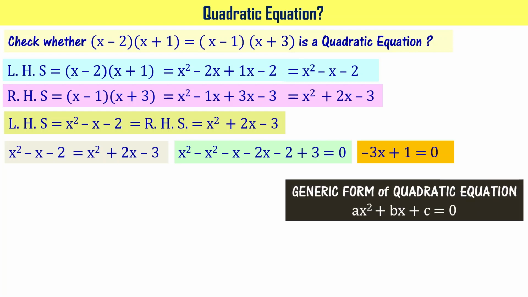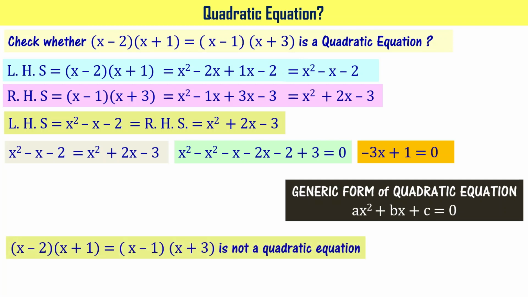If you compare this equation with ax square plus bx plus c equal to 0, you can say that the quadratic term, or the x square term, is not there, right? Hence we say that the given equation x minus 2 times x plus 1 equal to x minus 1 times x plus 3 is not a quadratic equation. Please take a note of this.